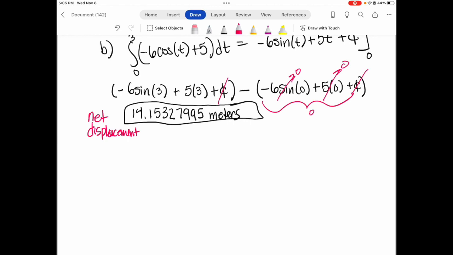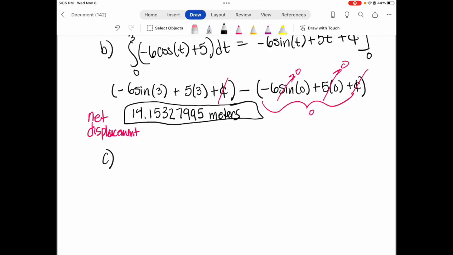So if I moved 3 meters in front and then I backed up 5 meters, I would have traveled a distance of 8 meters. That's the total distance traveled, not the net displacement. So that's why we have to approach part C a little bit differently.